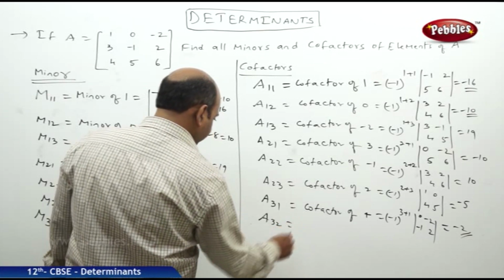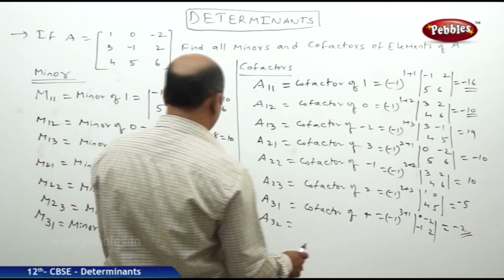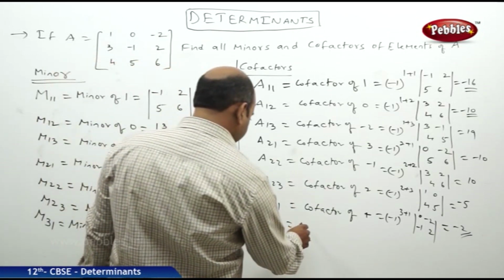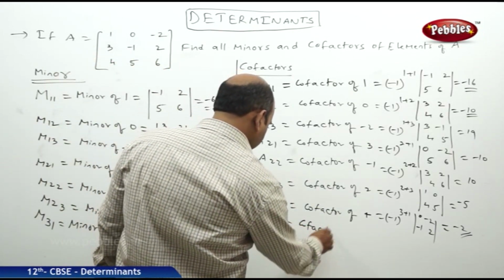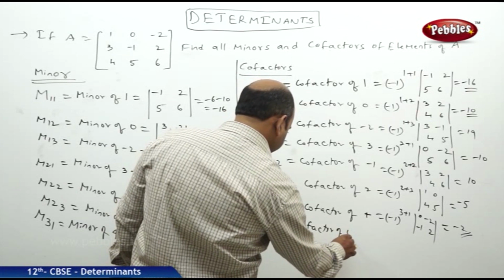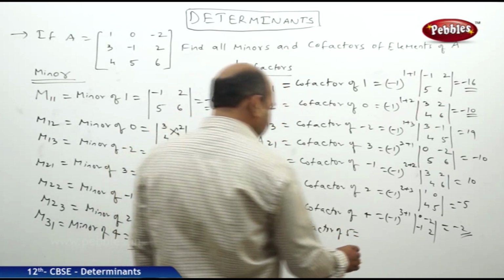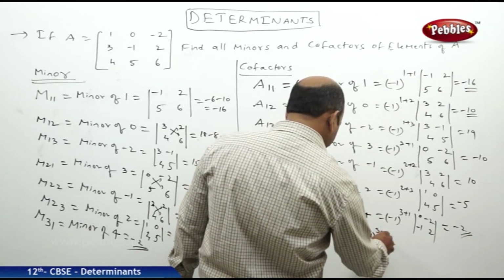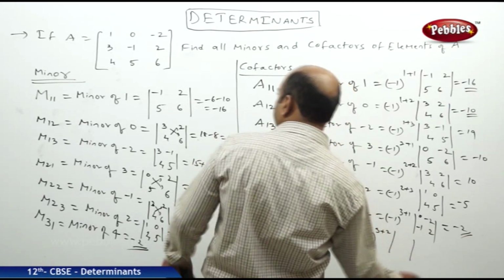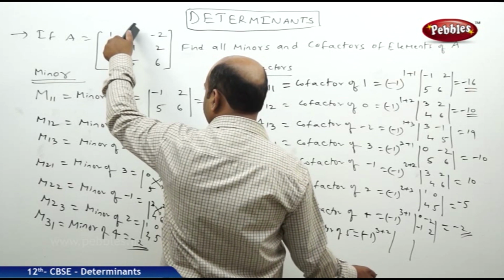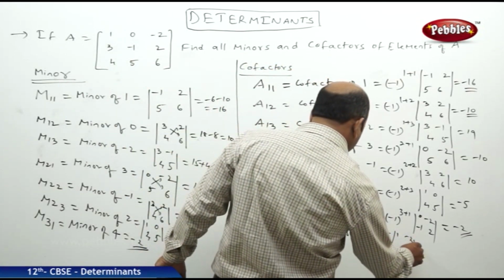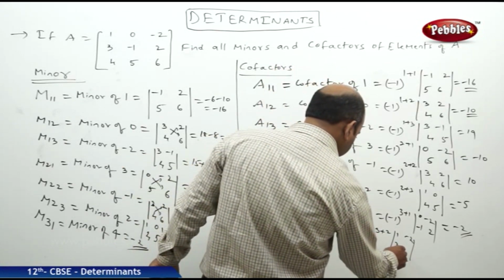I think by this time you should be quick in calculation. A32 means what? Cofactor of 5 only, no? A32 represents cofactor of 5. That means minus 1 whole power 3 plus 2 into its minor. Into its minor means delete the corresponding column and corresponding row. There remains 1, minus 2, 3, 2.